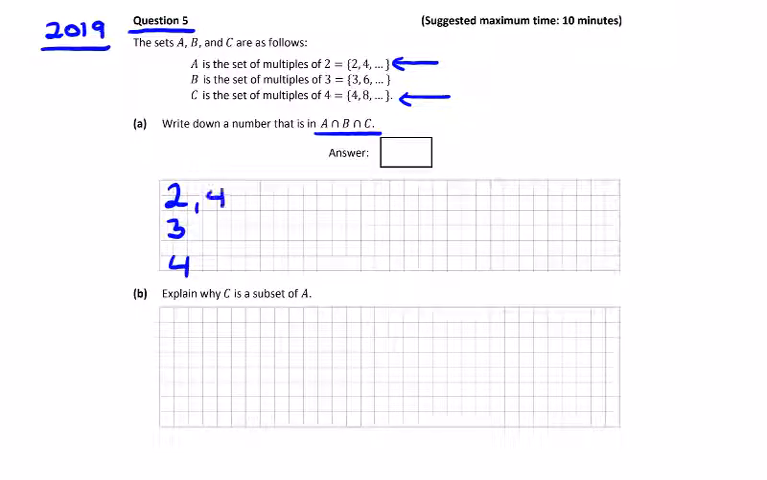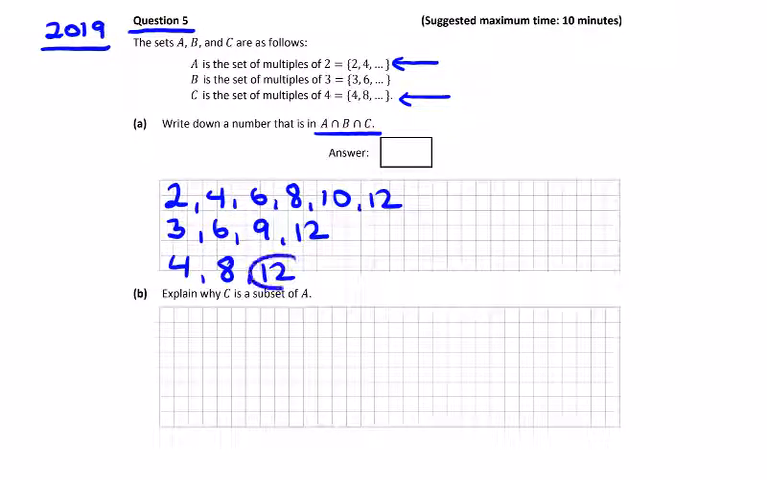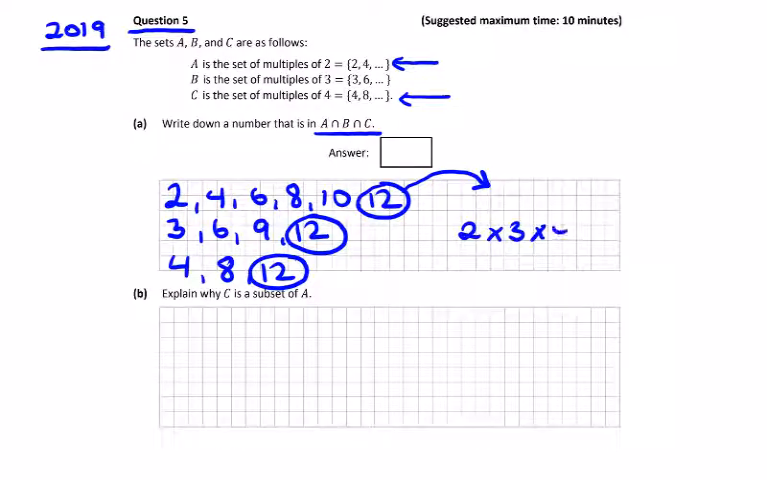You could write them out if you want. 2, 4, 6, 8, 10, 12. 3, 6, 9, 12. You see where we're going with this? 4, 8, 12. 12 definitely. And then any other multiple of 12 will definitely go into them all. It's 2 by 3 by 4, you just multiply the 3 together. 6 4s are 24, which will be the next multiple of 12. They'd all go into 48 as well.